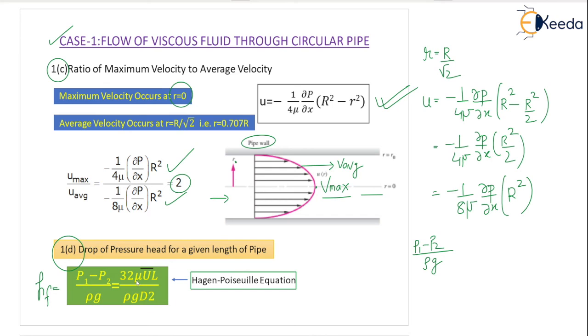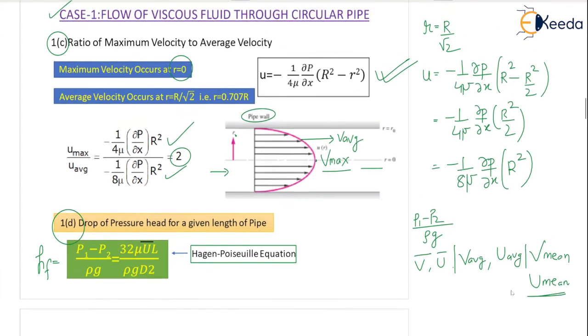32 mu, where mu is viscosity, u bar is average velocity, L is the length of the pipe, rho g d square, where d is diameter. I want to tell you about average velocity: there are many symbols used for it. V bar is also written for average velocity, or U bar. Both represent average velocity. Many books also use V average or U average. All represent average velocity. V mean or U mean also. So don't get confused, all these symbols represent average velocity. Okay. Thank you.